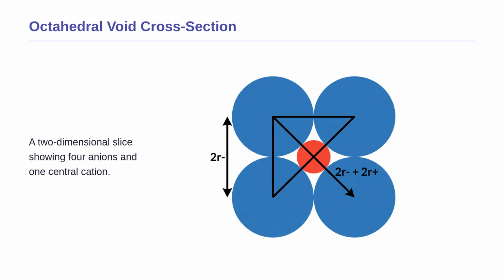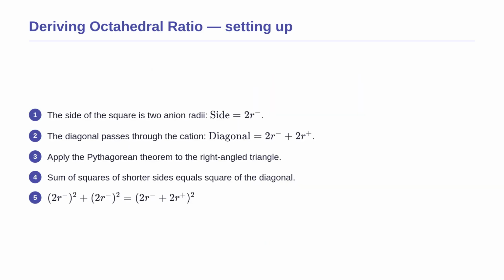Notice the right-angled triangle drawn between the centers of the atoms? The side of the square is simply 2 anion radii. The diagonal line passes straight through the center, covering 1 anion radius, the full diameter of the cation, and another anion radius. We will use this geometry for our proof. Let us translate that diagram into mathematics.